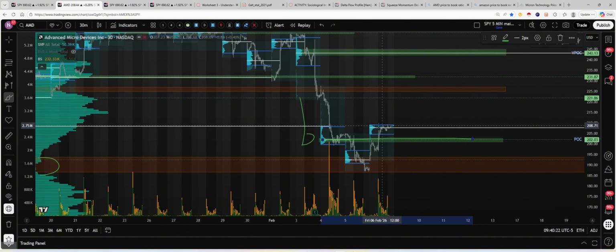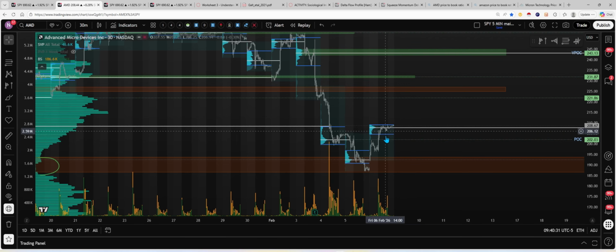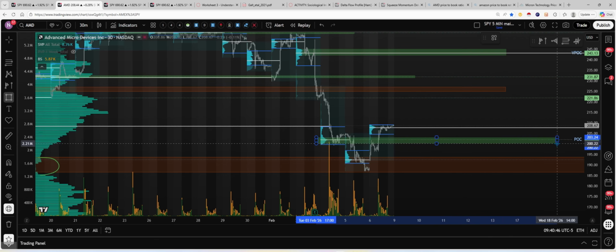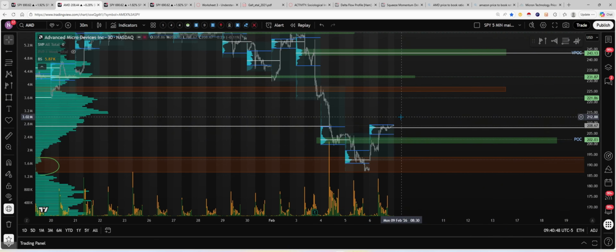So think about it in terms of psychology. There were previously a lot of sellers in this area. You can see there were sellers right there, but when they got broken, now this is the zone you should be paying attention to. If buyers come or sellers push the price back down here, think about it.